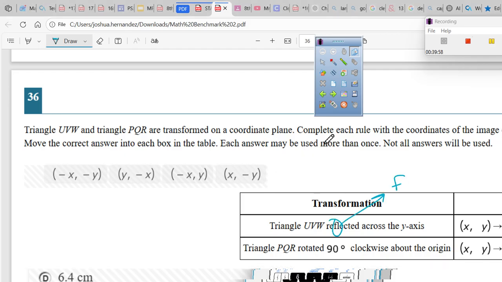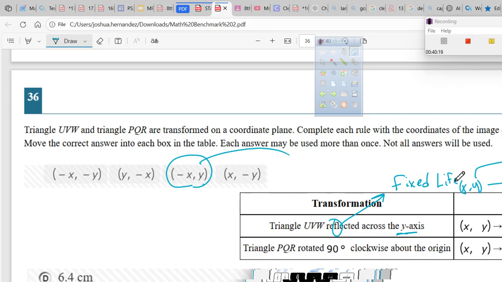Reflected, remember it's fixed. What's fixed? The y. So remember the original thing is x and y. For it to be fixed, it does not move. And since I mentioned the y second, it stays second, stays exactly itself. Negative x. So let me see which one that would be. So that one goes right here.